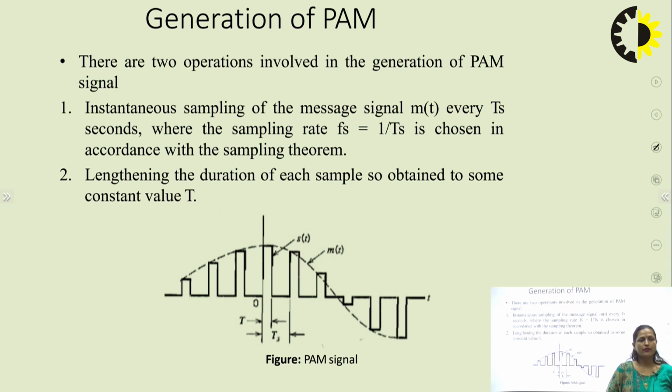So, generation of PAM. As we know, there are two operations involved in the generation of PAM. First one, instantaneous sampling of the message signal m(t) at every Ts seconds, where the sampling rate 1 upon Ts is to be chosen in accordance with the sampling theorem. Second one, lengthening the duration of each sample. So this sample duration we can increase, to obtain a constant value of T. This is nothing but the PAM waveform.